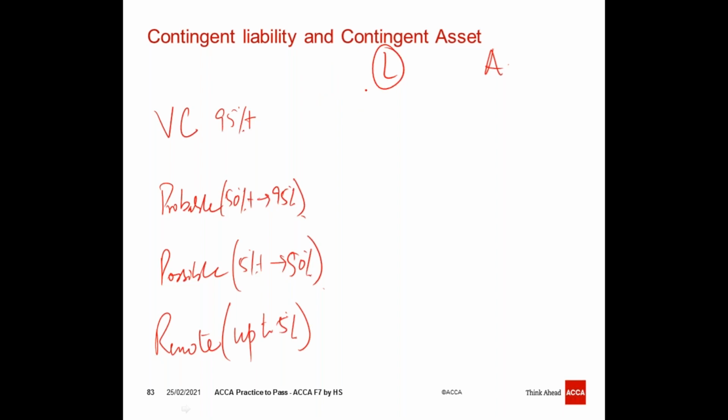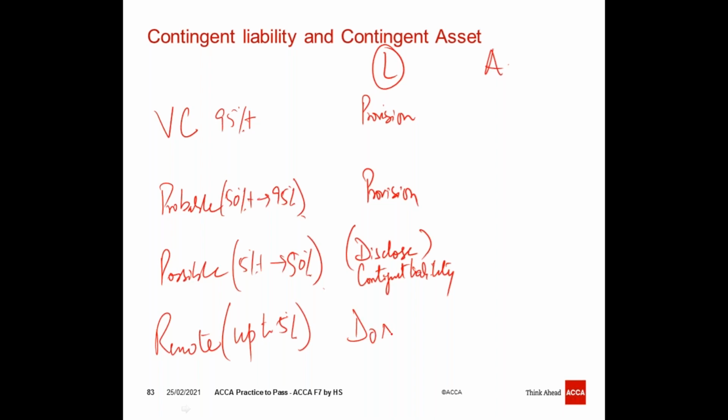These are actually legal terms. In the case of liability, a provision will be made at this level. Definitely in virtually certain, we need to make the provision as well. But in a possible situation, we need to disclose this as a contingent liability. And in the remote situation, you do not need to do anything. No accounting entry, no disclosure.